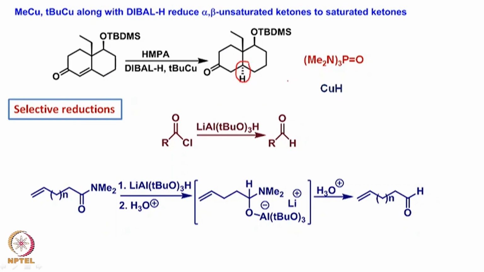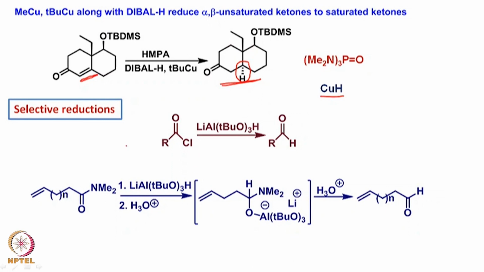It is believed that this particular reagent system, that is using diisobutyl aluminum hydride along with this copper species, leads to the formation of copper hydride, which is a kind of soft hydride, and therefore there is a Michael addition of this hydride species onto this particular enone, and thus we get the corresponding saturated ketone, and of course the stereochemistry is defined by the stereochemistry of this carbon-carbon bond.